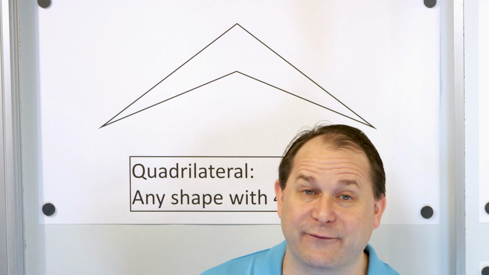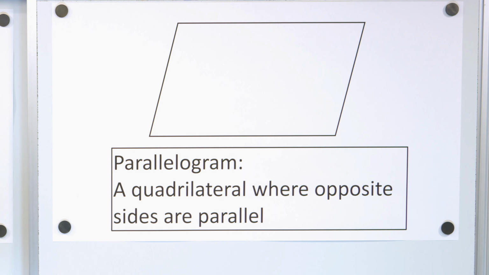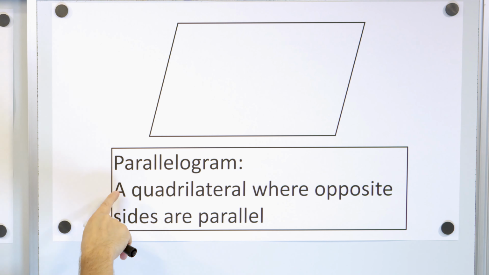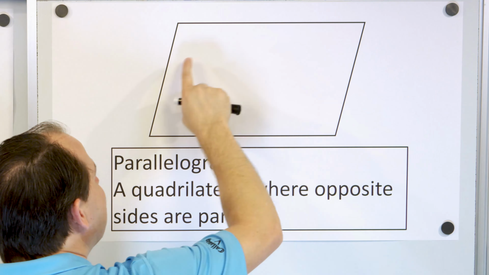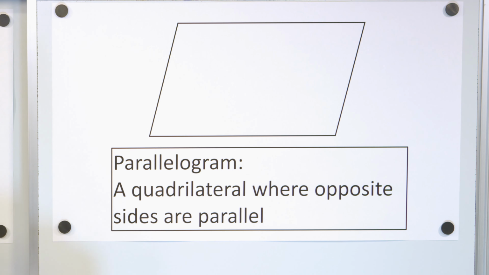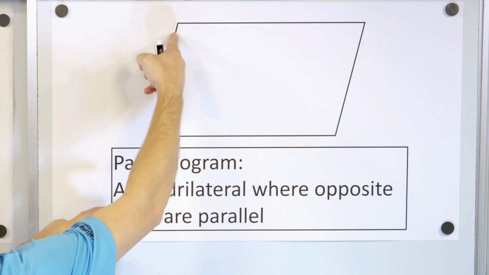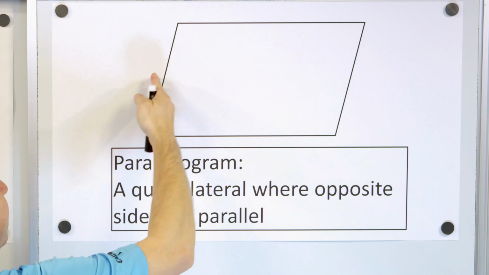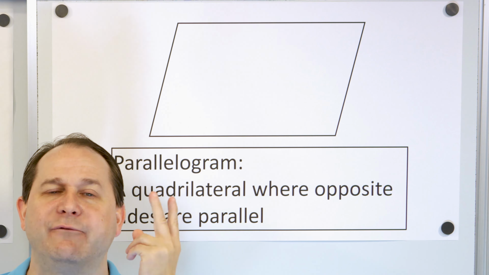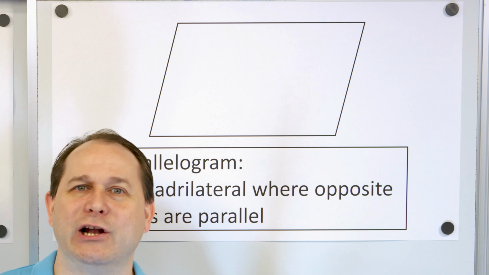Now there are many types of quadrilaterals and they're all important. Let's talk about the first type that we want to discuss here. It's called a parallelogram. A parallelogram is any quadrilateral, meaning it has 4 sides, where opposite sides are parallel. In other words, we have these 2 sides which are opposite, they are parallel, and these 2 sides are also opposite, and so they're also parallel. So all parallelograms have 2 pairs of parallel sides. That's why it's called a parallelogram.